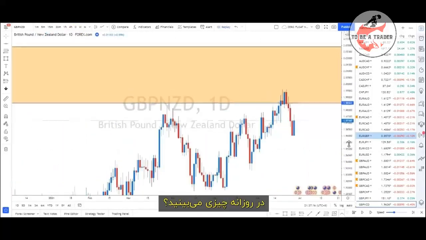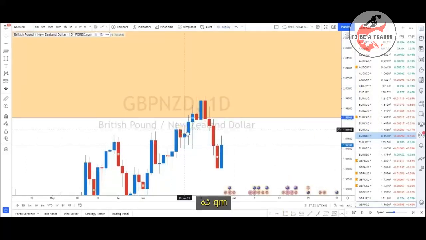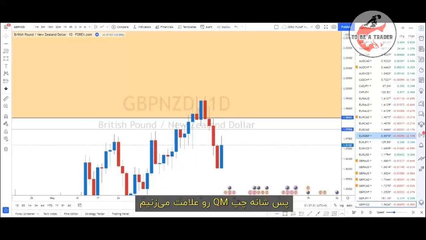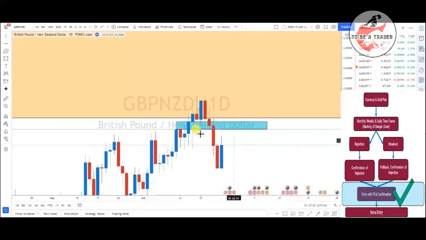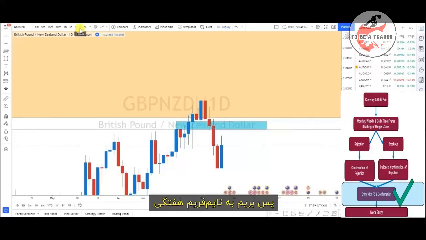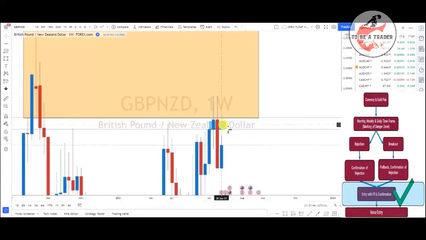Okay, on the daily, can you guys see anything? I can see something here. That is the QM. So we mark the QM left shoulder here, and we mark this in blue. All right, let's go to the weekly time frame. We can see that this setup is in the body of the engulfing of the weekly time frame. So this is very good.